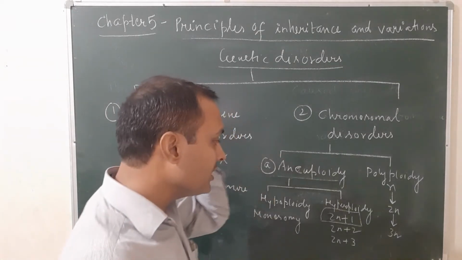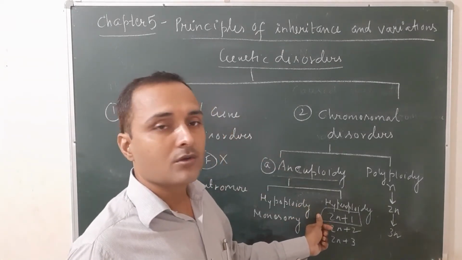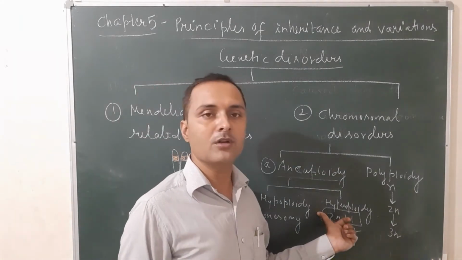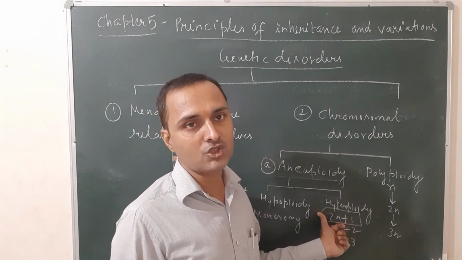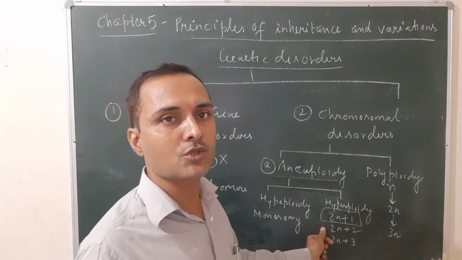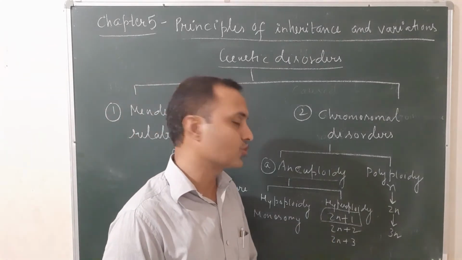And hyperploidy means when the number of chromosomes increases from the diploid set. When only one chromosome increases, it is known as trisomy. When two chromosomes increase, it is known as tetrasomy. And when three chromosomes increase, it is known as pentasomy.